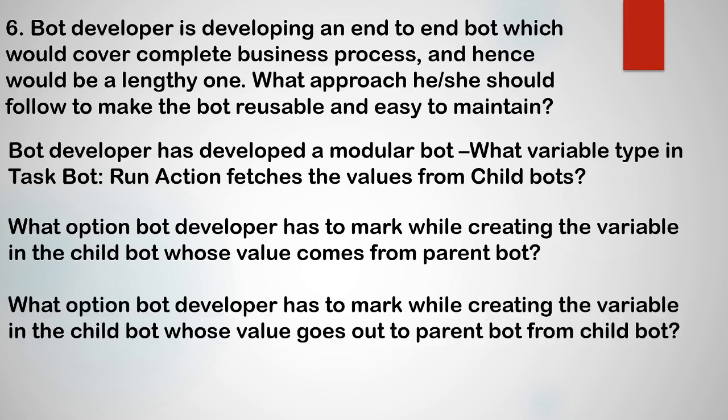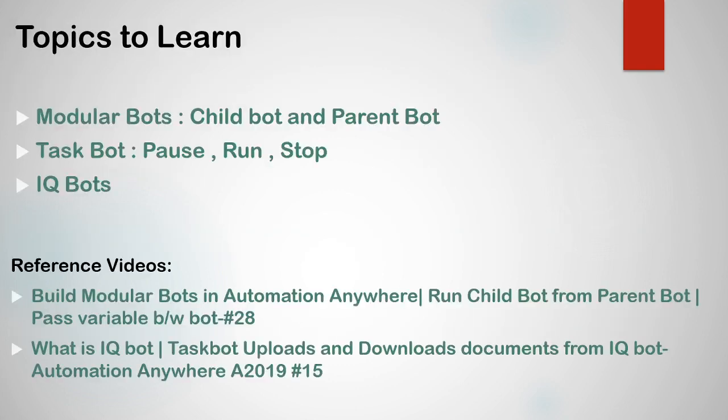If the value of a variable will go out from the child bot to the parent bot, the variable must be marked as used as output. I have already explained this in my reference video, Build Modular Bots, which I shared with you recently. You'll get the complete knowledge on modular bots, what variable type should be used, and how to create a parent bot and child bot. You must know about the modular bot concept, that is child bot and parent bot.